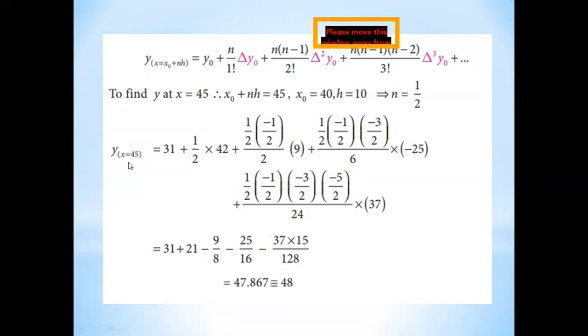Therefore y of 45 is equal to 31 plus 1 by 2 into del y naught, 42, plus 1 by 2 into 1 by 2 minus 1 divided by 2 factorial into delta square y naught, which is 9, plus 1 by 2 into minus 1 by 2 into minus 3 by 2 divided by 6 into minus 25, plus 1 by 2 into minus 1 by 2 into minus 3 by 2 into minus 5 by 2 divided by 24 into 37. After simplifying all the terms, I am getting the value 47.867, approximately 48.